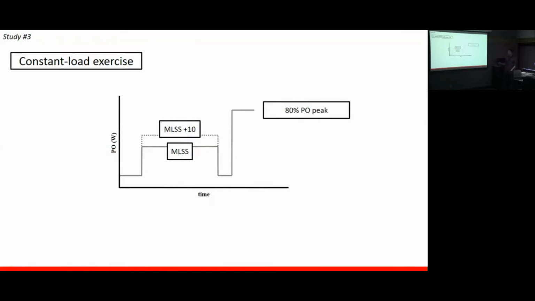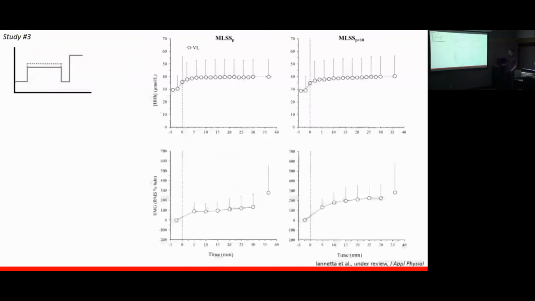So 3 minutes of recovery and a time to exhaustion immediately after at 80% of the peak power output, which elicited a time to exhaustion of 4 or 5 minutes. So they were at VO2 max, so they stopped cycling because they were no longer able to sustain that power. And these are the findings.